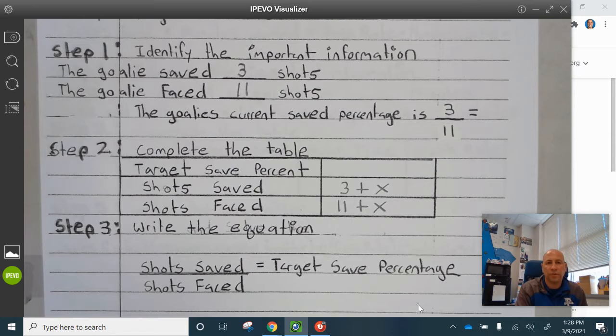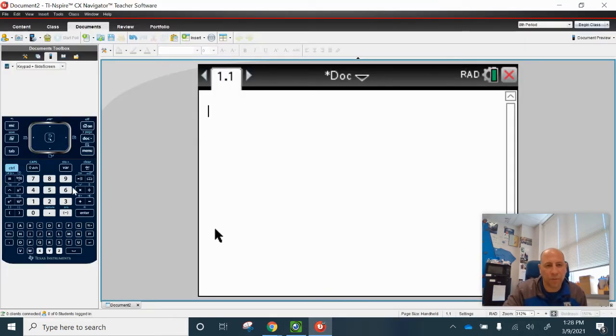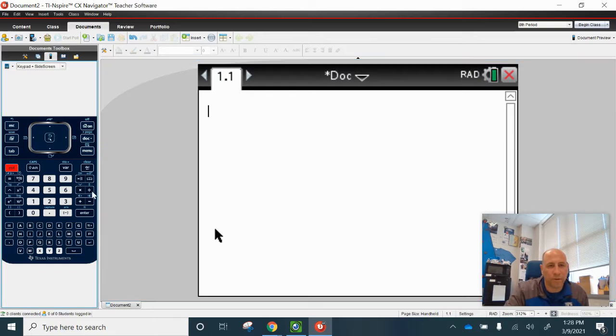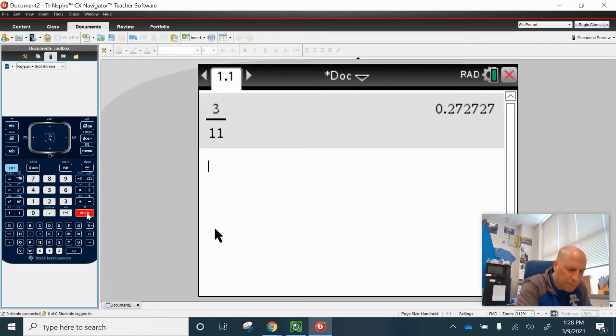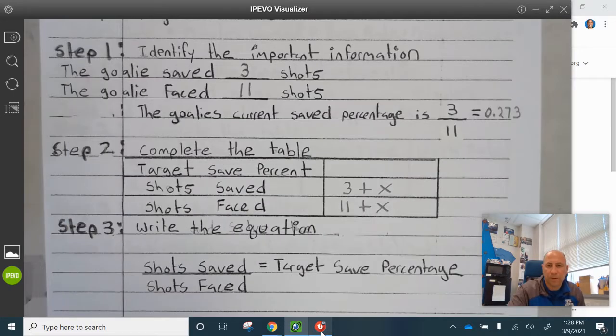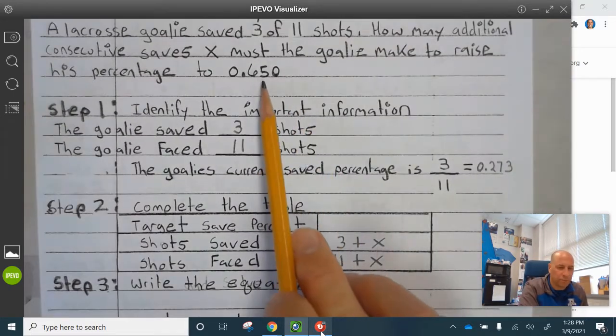So the goalie's current save percentage is 3 divided by 11, which, let's go ahead and use our Inspire. Control divide, 3 divided by 11, Control Enter, and that is 0.27, and the 7 rounds the 2 to a 3, so 0.273. And we're doing 3 decimal places because they did 3 decimal places right here, okay?